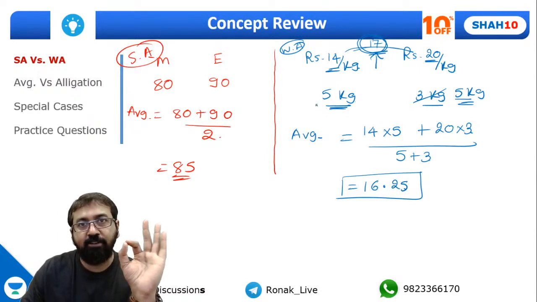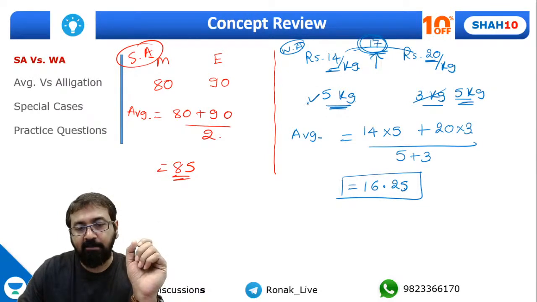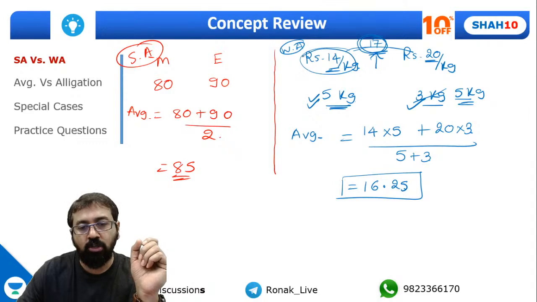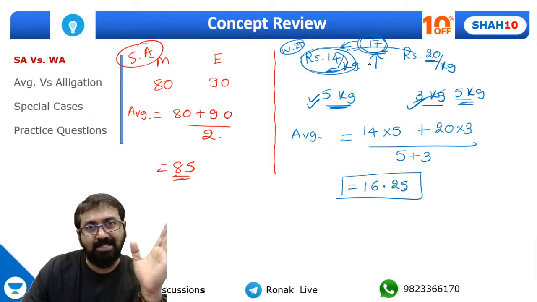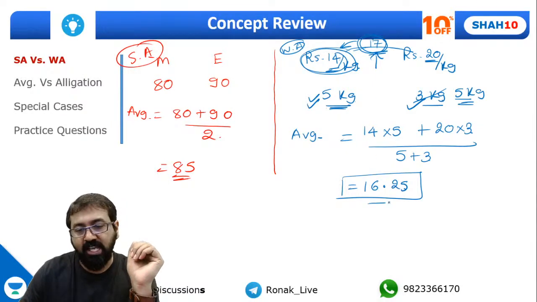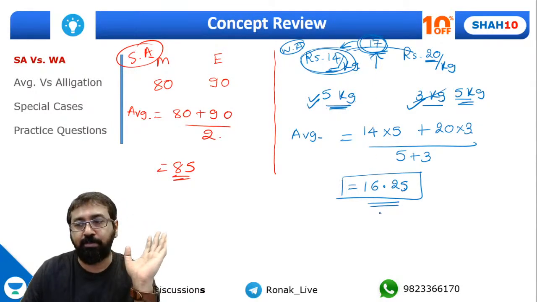But the example that we took earlier, in that we had purchased 5 kg of first variety and 3 kg of second variety. So can I say our weight on this side is more? So that's why your average must be this side or less than 17 rupees. And that's why if you check, the average came out to be 16.25 rupees. Have you understood this part, everyone?